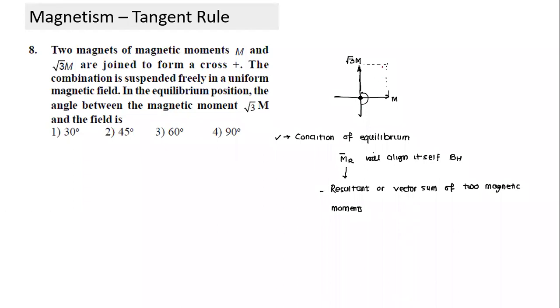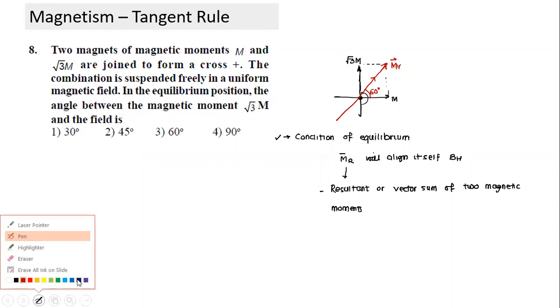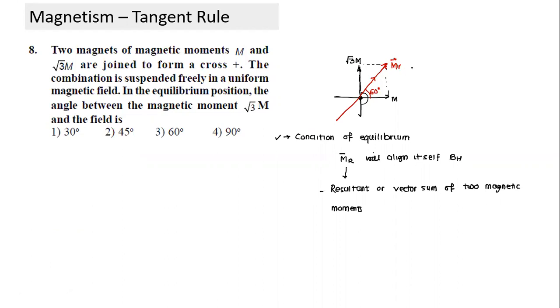This is root 3, and this is how the direction will be. This is BH and this is root 3, so this angle will become 60 degrees. This is my resultant magnetic dipole moment. At equilibrium, the direction of the field will be the same as the direction of the resultant moment. So MR and BH are the same. Now I can answer the question. This is how it has come into equilibrium.